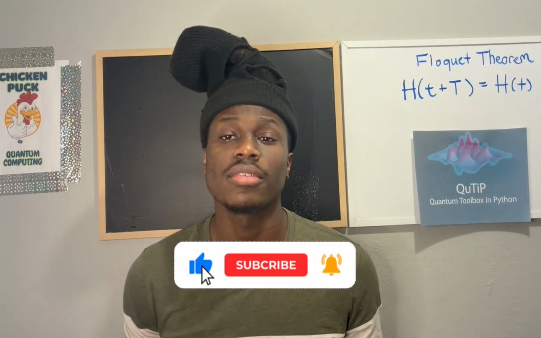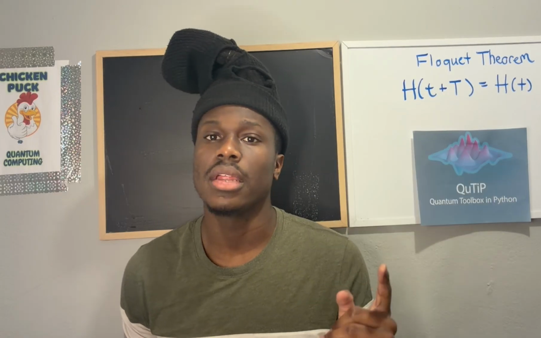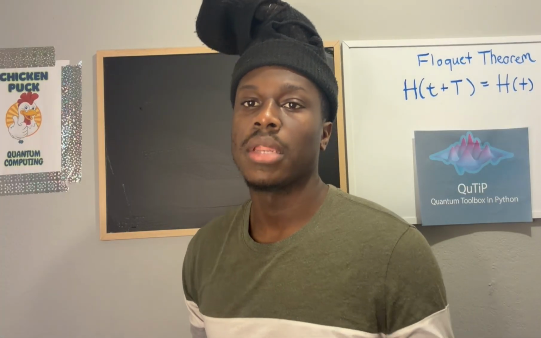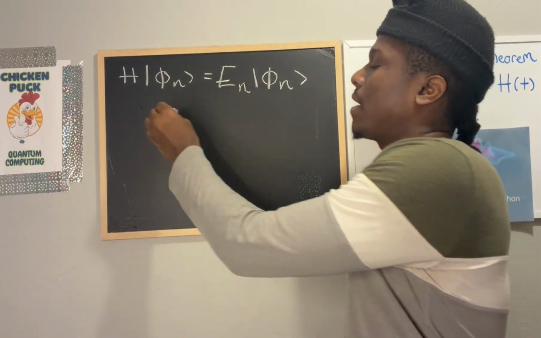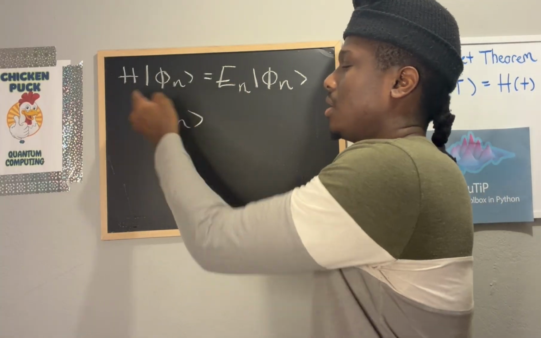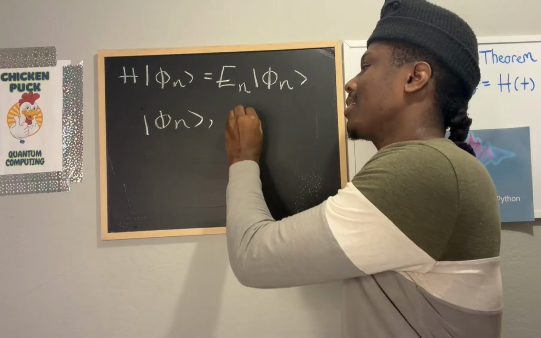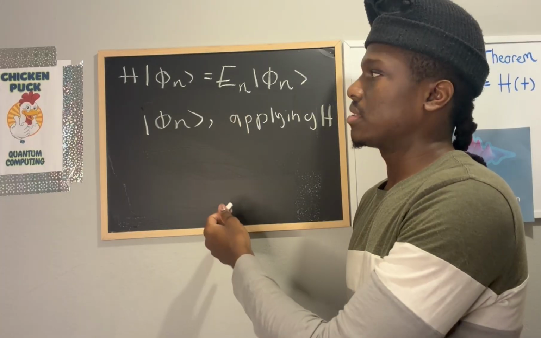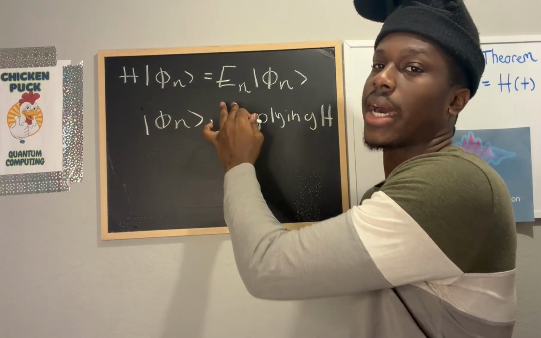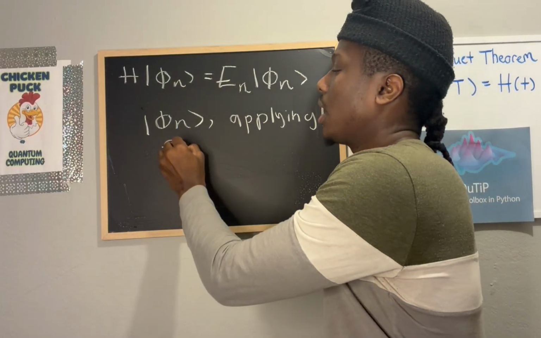Today we're going to be looking at Floquet theory, and then I'm going to simulate it using QuTiP a bit later. Let's get started. Let's start with a time-independent Hamiltonian. So if φ_n is an eigenstate of H, then applying the Hamiltonian just gives us the same state multiplied by its eigenvalue, which is an energy eigenvalue.